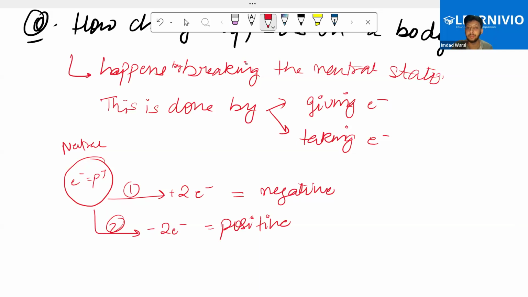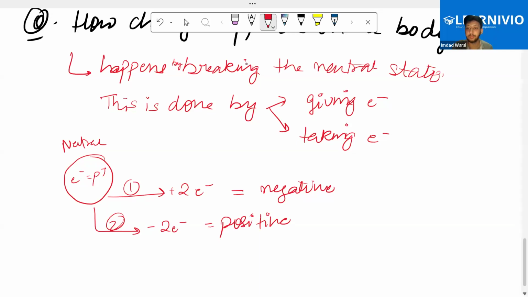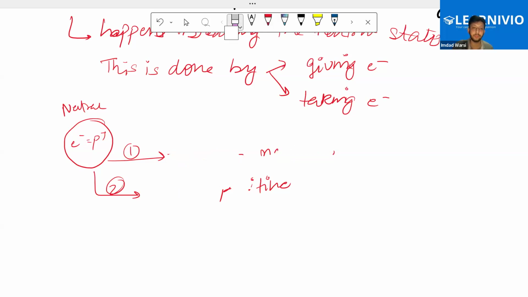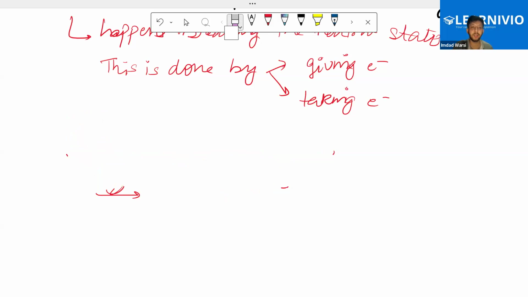Why? Here I added plus, which means I am giving electrons. What is the nature of an electron? Negative. If I am giving you something negative, you will become negative, right? And if I am taking out the electrons, then you become positive. First you write this, then I'll tell you how to write the rest.